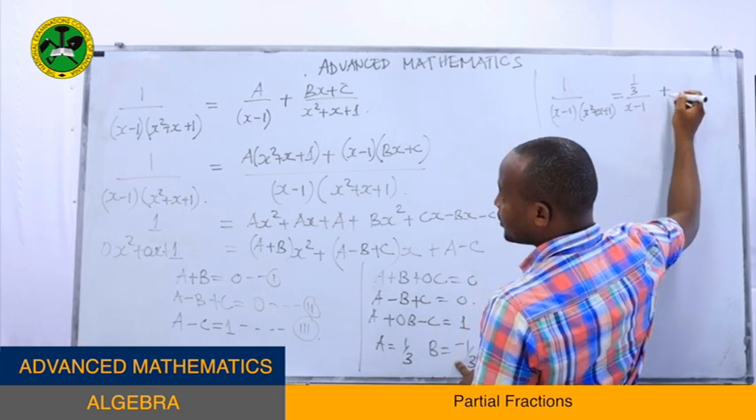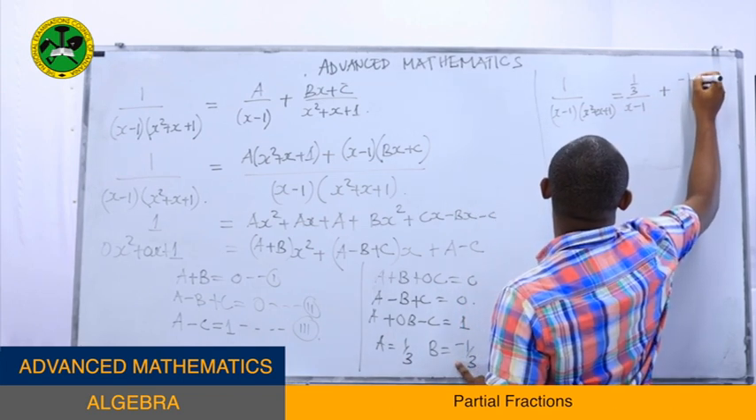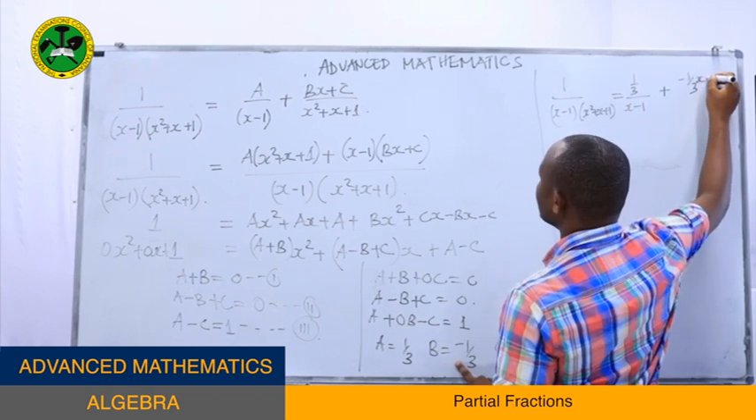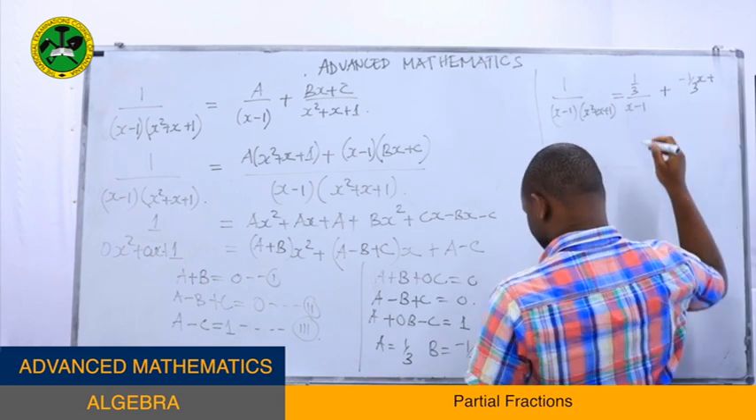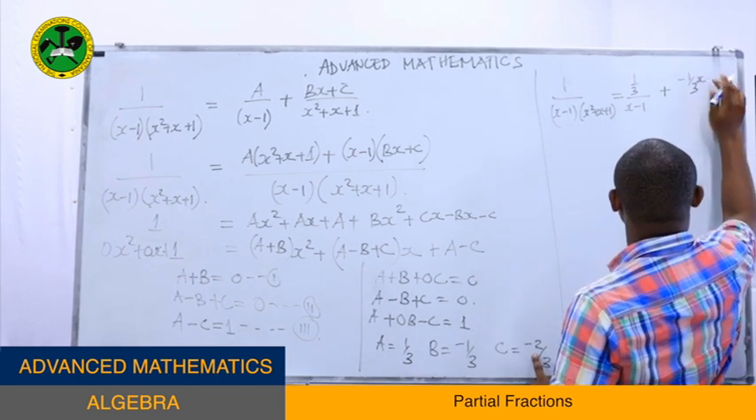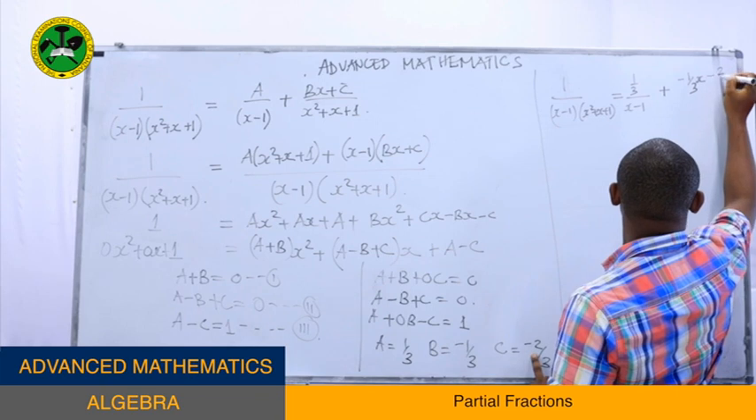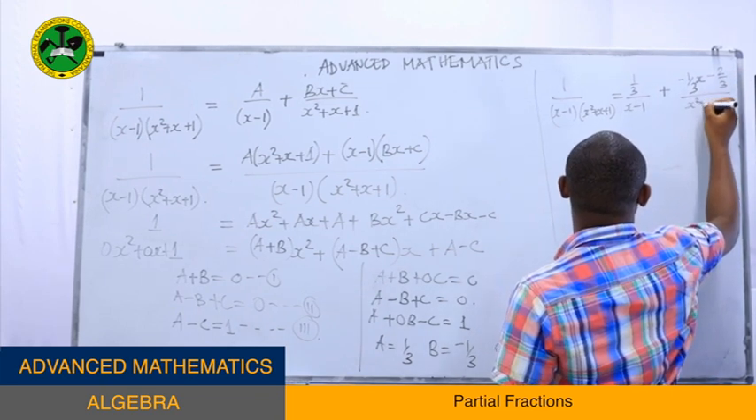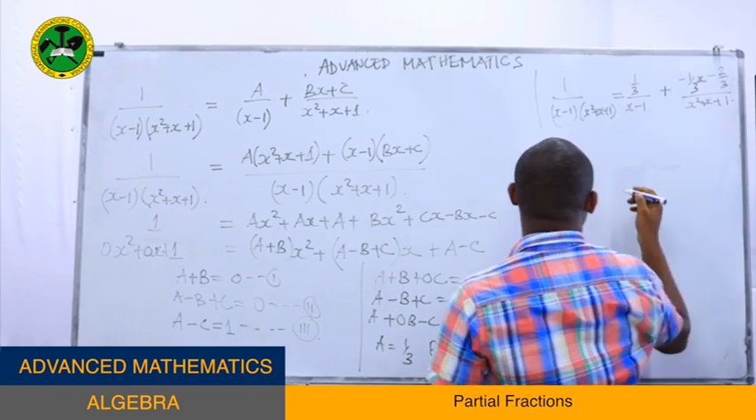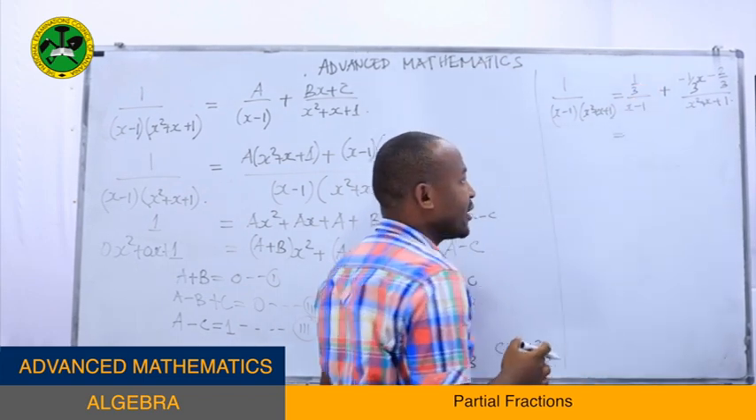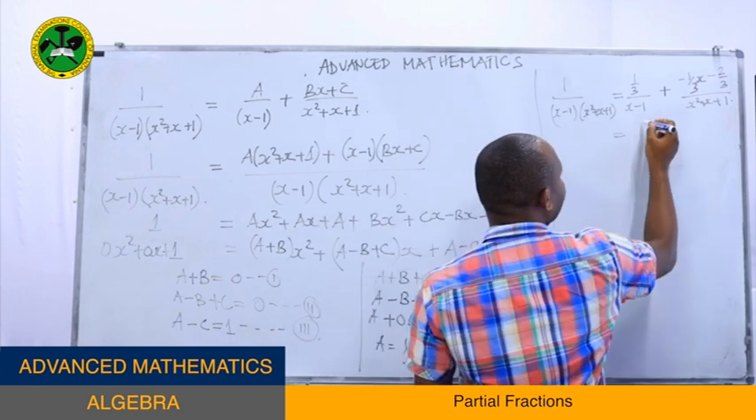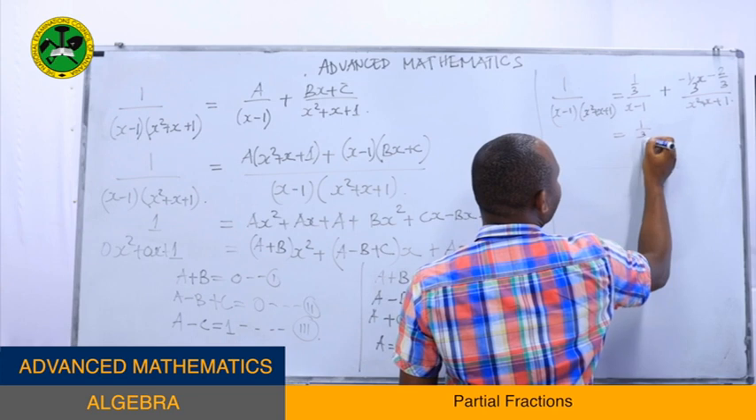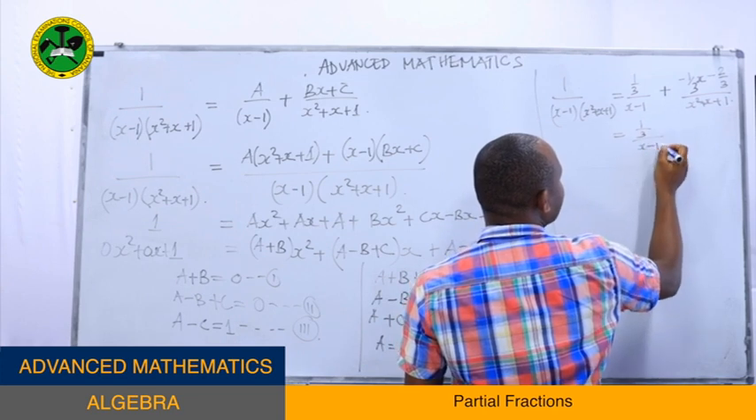Again we have our B, which is negative 1 over 3x, plus C, which is negative 2 over 3, and all of that is over x squared plus x plus 1. Now writing that much correctly, we'll see the following. That will be 1 over 3, and all of that is x minus 1.